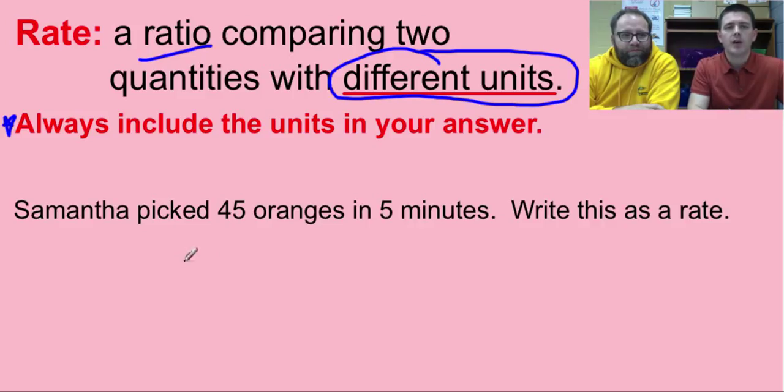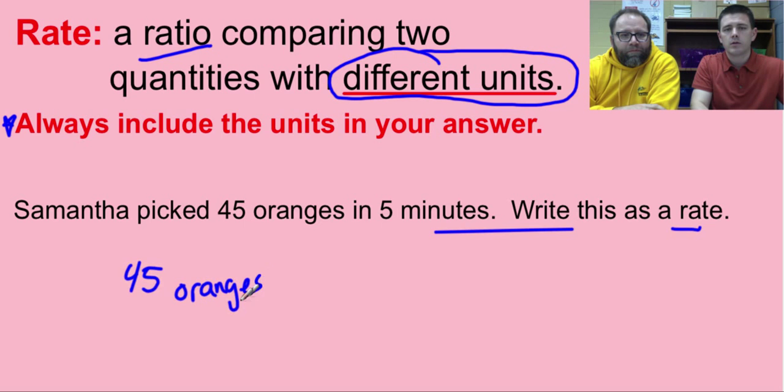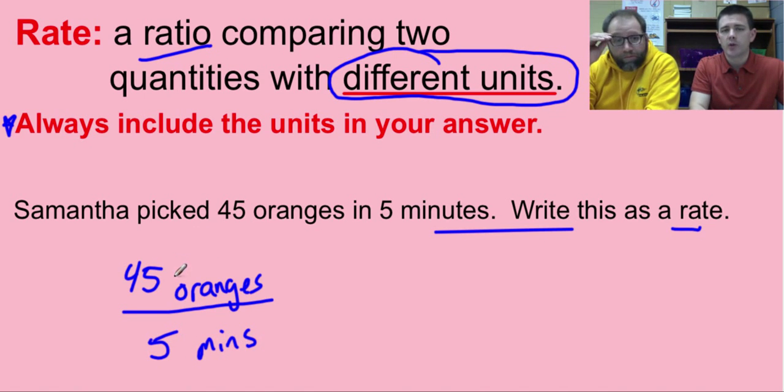Okay? When you get that done, we're going to do our first example. Please write down the whole example, not just our answer. This one just says write it as a rate. So the rule of thumb is we're going to take our first number, 45 oranges, over 5 minutes. We don't need to do anything else with it for the moment. We just want to write it as a rate. So we're going to write it as a fraction, but including those units in there.